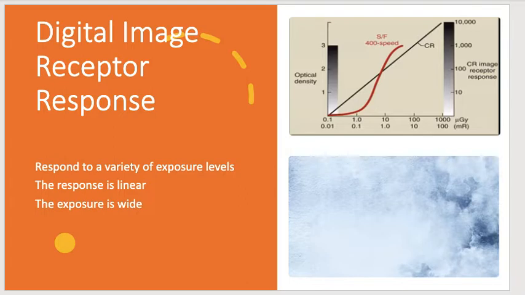Digital receptor response to exposure is linear, and the range of exposures is wide. The advantage of a digital image receptor is that it can respond to exposure levels that are significantly lower and higher.